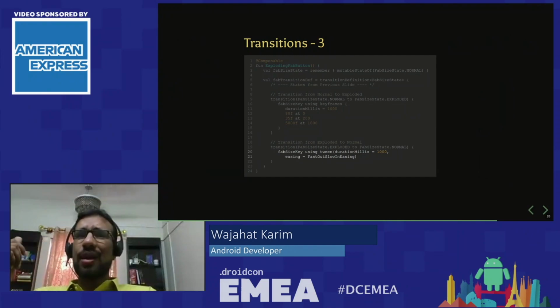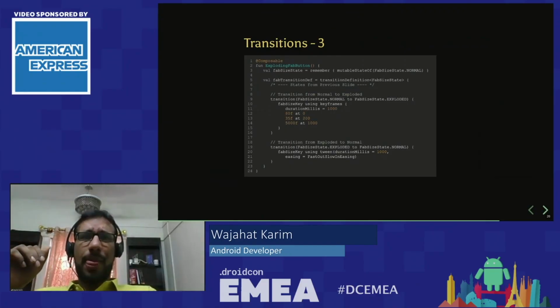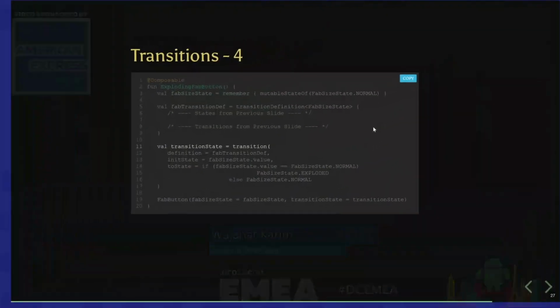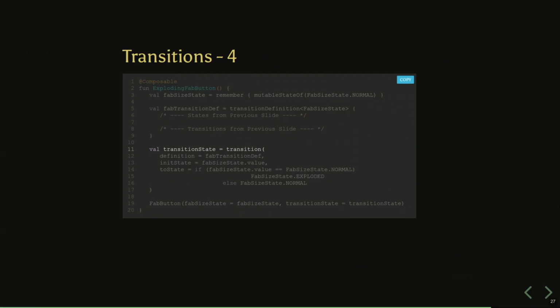So we have defined the transition definition. We had two states and we had two transitions. Now we'll use it. So here we have our whole transition definition from previous slides, and now I will create the transition state. Remember that this transition is different from the previous transition. So yeah, you have to be very careful about it.